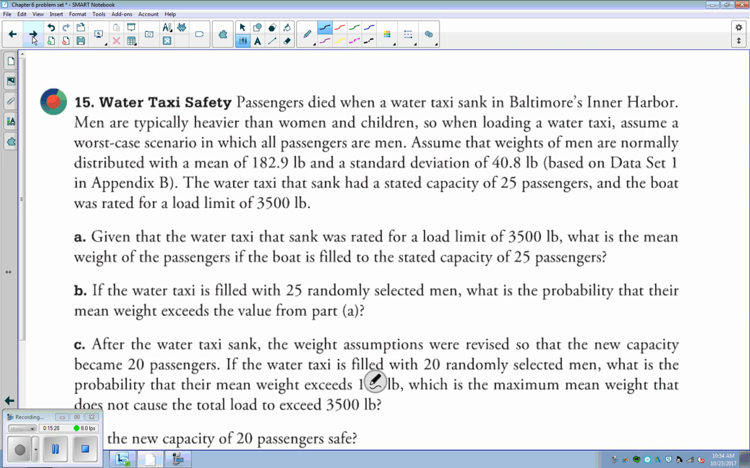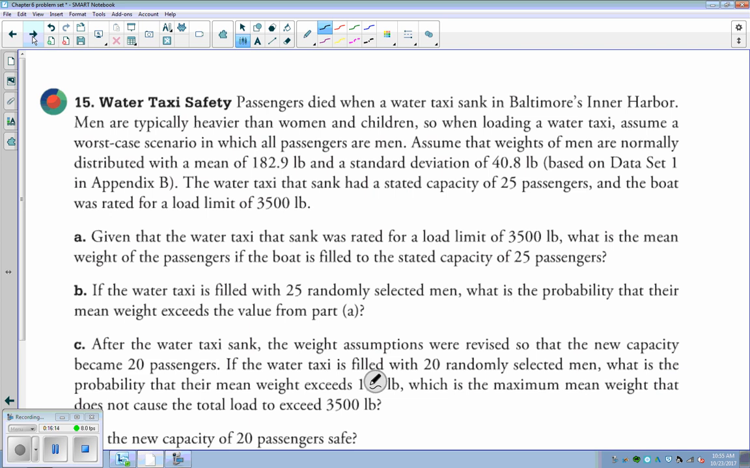And assume that weights of men are normally distributed with a mean of 182.9 pounds and a standard deviation of 40.8 pounds. The water taxi that sank had a stated capacity of 25 passengers, and the boat was rated for a load limit of 3,500 pounds. So, given that the water taxi that sank was rated as such, what is the mean weight of the passengers if the boat is filled to the stated capacity of 25?